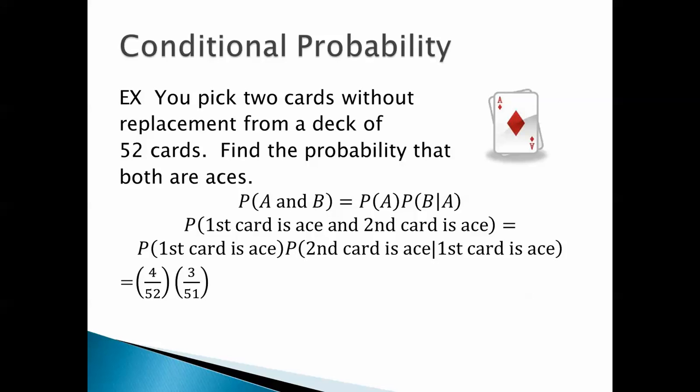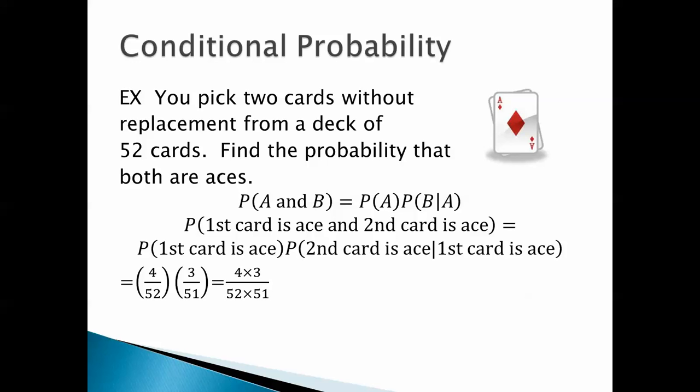Okay, so what's the probability that the first card is an ace? That's 4 out of 52, because there are 4 aces in the deck of 52. The probability that the second card is an ace, given that the first card is an ace, is 3 out of 51. Because if you pick that card without replacement, that means you don't put it back. So there are only 3 aces left in that deck of 51 remaining cards. So probability is 3 out of 51 that that second card is an ace, given that the first card is an ace.